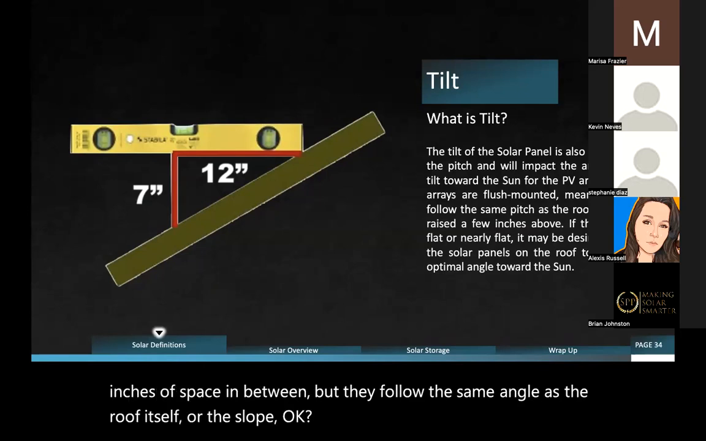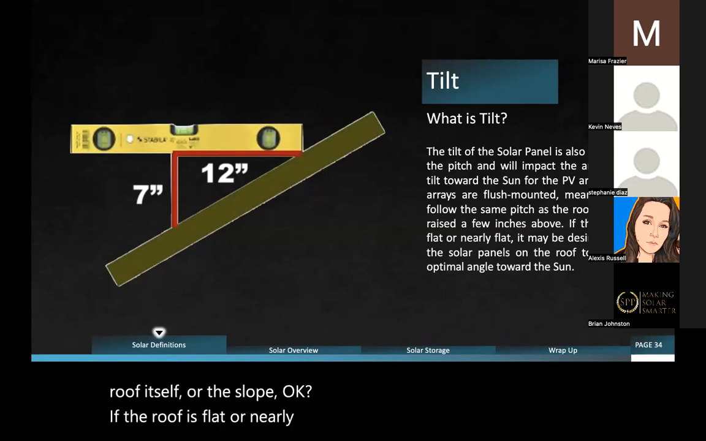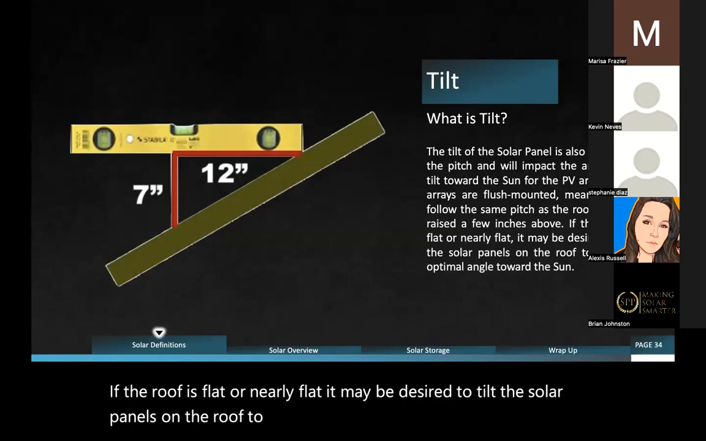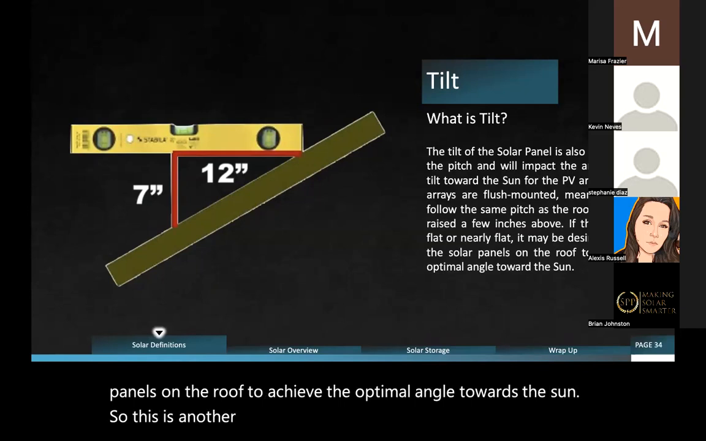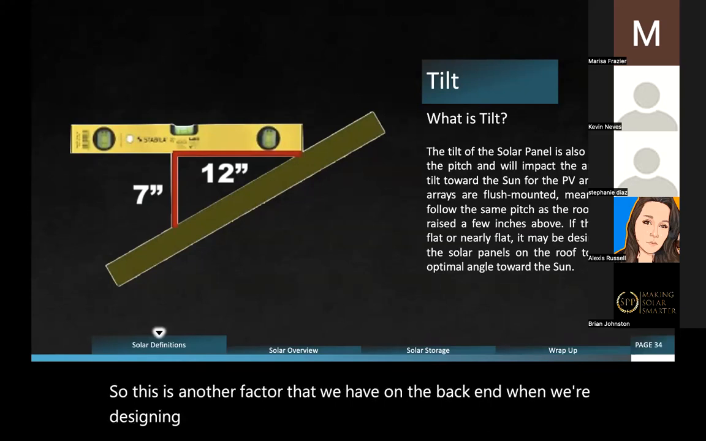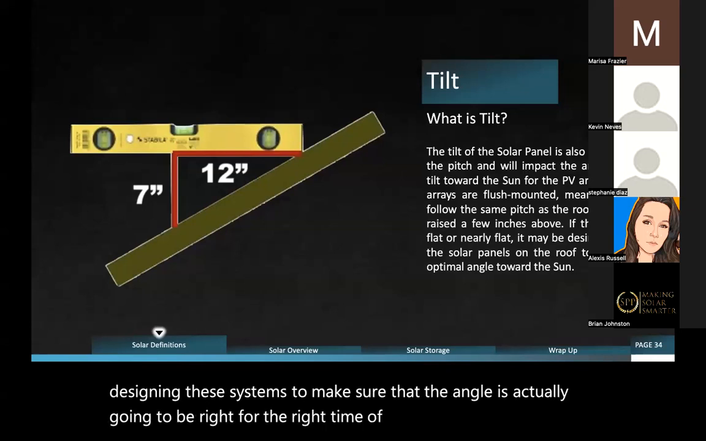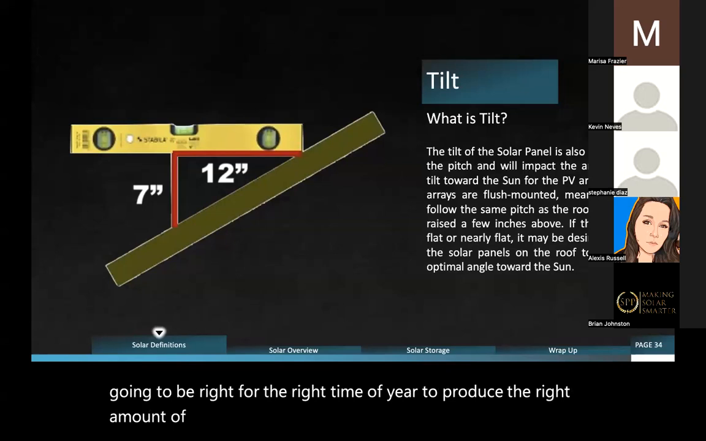If the roof is flat or nearly flat, it may be desired to tilt the solar panels on the roof to achieve the optimal angle towards the sun. So this is another factor that we have on the back end when we're designing these systems, to make sure that the angle is actually going to be right for the right time of year to produce the right amount of power. I'm going to explain that more here in a few minutes. So I'm going to give you a few seconds to write that down.